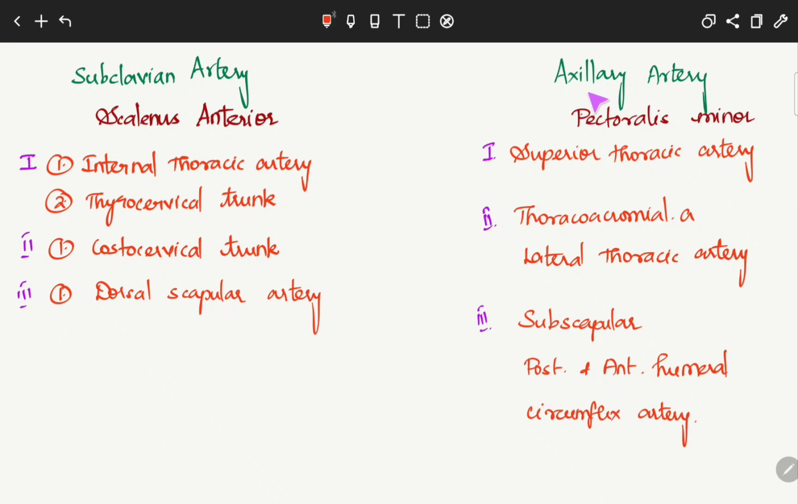Again I am repeating. From the axillary artery, from the first part arises one branch, from the second part two branches, and from the third part three branches. So from the first part it is the superior thoracic artery, and from the second part two branches arise: the thoracoacromial artery and the lateral thoracic artery. And from the third part it is the subscapular artery and the posterior and anterior humeral circumflex arteries.